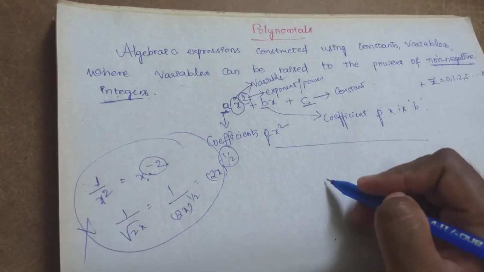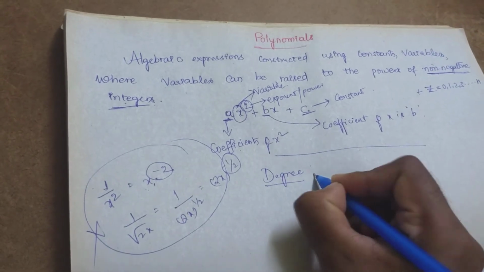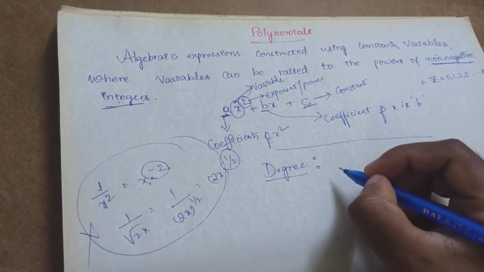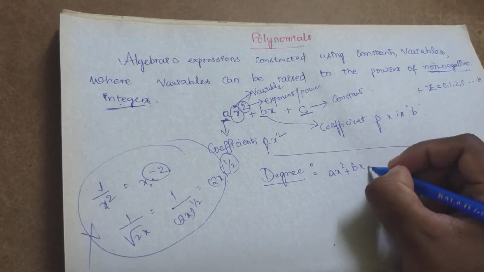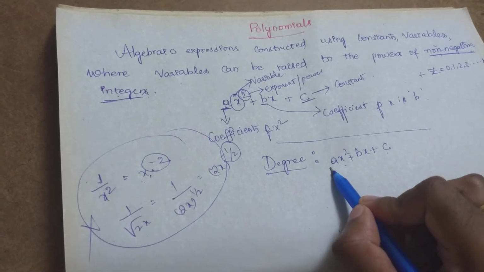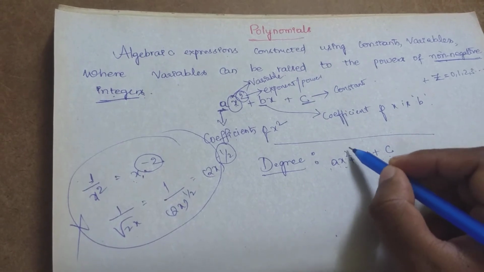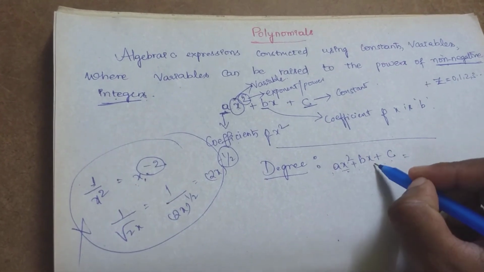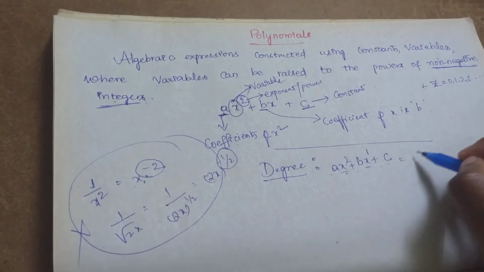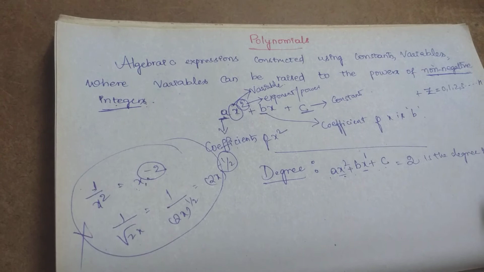Let's move on to the degree of a polynomial. What is the degree of a polynomial? Let us consider a polynomial ax square plus bx plus c. This is a polynomial with variables, constants and coefficients. Here what is the power? The highest power of the variable is called the degree of the polynomial. Here this is the variable. If nothing is there, it is the power of 1, and the other is the power of 2. What is the highest power? 2. Here 2 is the degree of the polynomial ax square plus bx plus c.